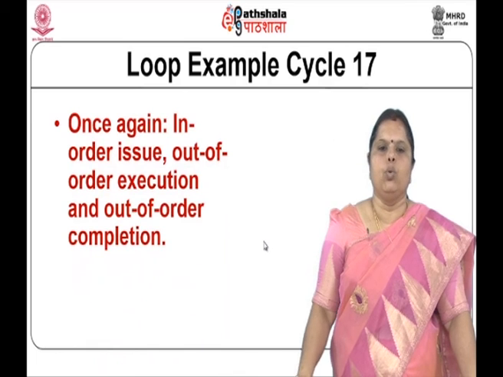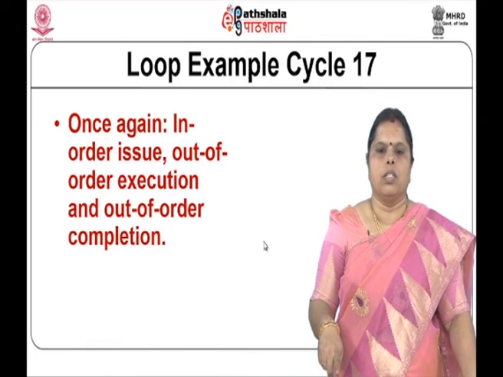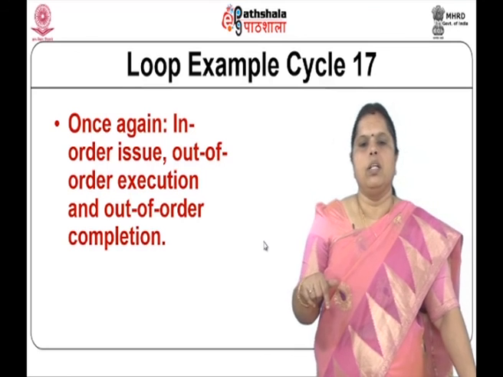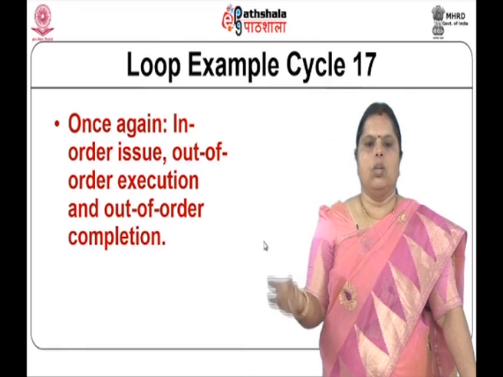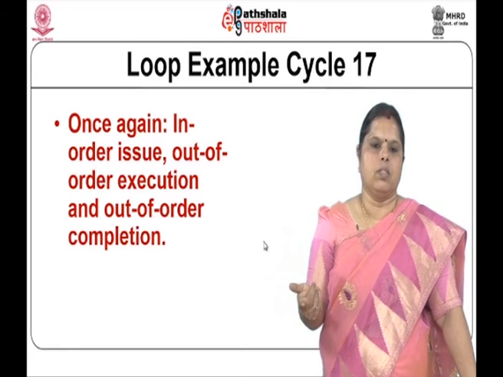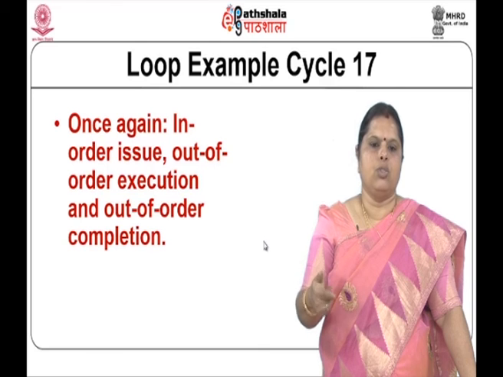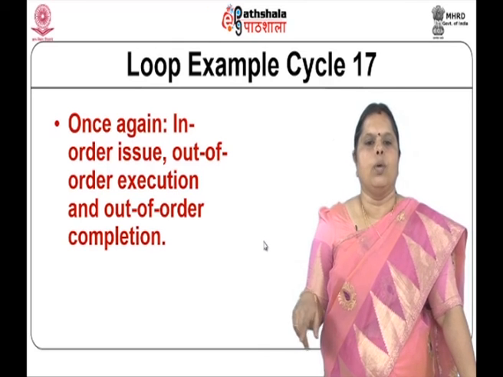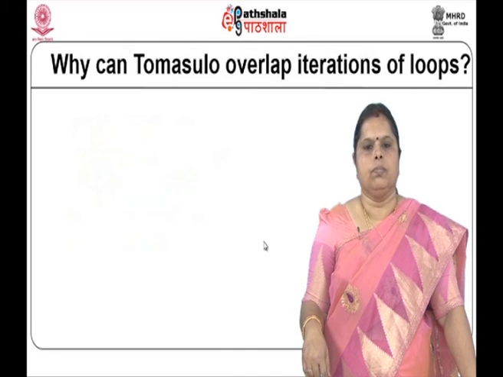Again observe that you do an in order issue, out of order execution, and out of order completion. In our simulation we observed that a multiply instruction of the third iteration could not be issued because we did not have a free reservation station entry available. If multiply gets stalled at the issue stage, subsequent instructions also cannot be issued. So we are strictly looking at an in order issue, an out of order execution, and an out of order completion.